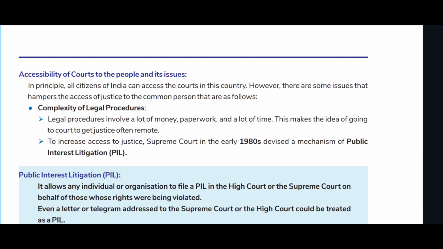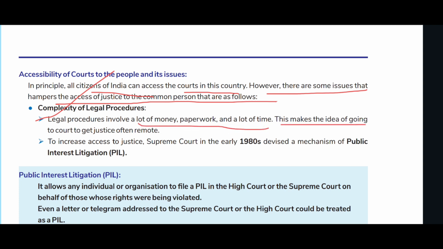In principle, all citizens of India can access the courts in the country. However, there are some issues that hamper access to justice for the common person, as follows. That is the complexity of legal procedure. Legal procedure involves a lot of money, paperwork and a lot of time. This makes the idea of going to court to get justice often remote.